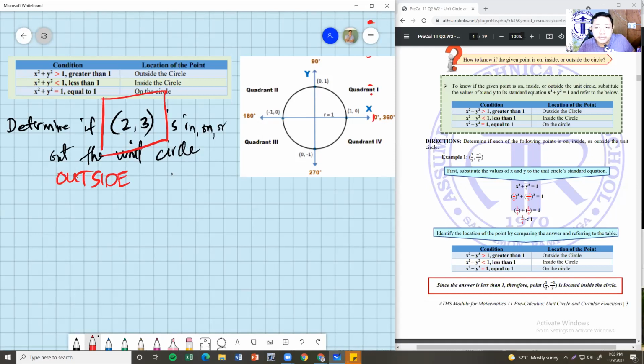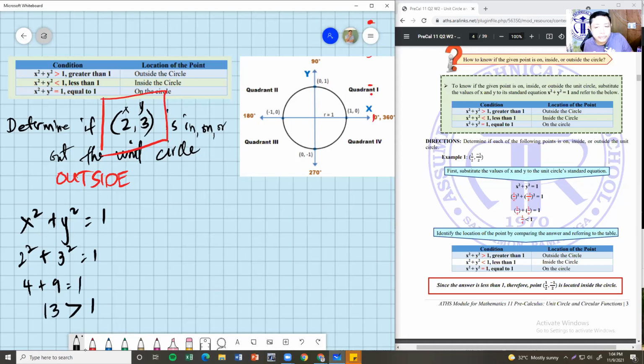But for the sake of solving and looking at these conditions, let's still try solving this using our equation. So we have x squared plus y squared is equal to 1. Just substitute. This is your x and this is your y. So this becomes 2 squared plus 3 squared is equal to 1. And then we have 4 plus 9, which is 13, and 13 is greater than 1.